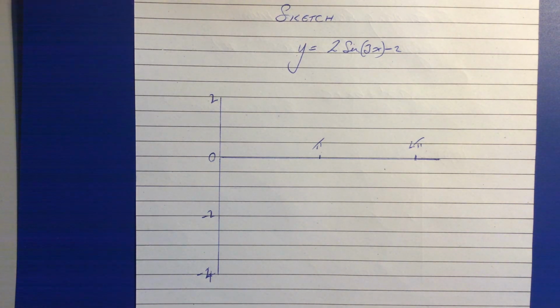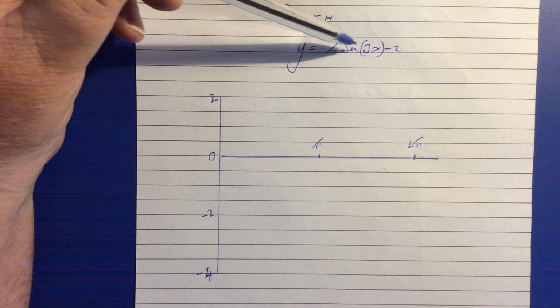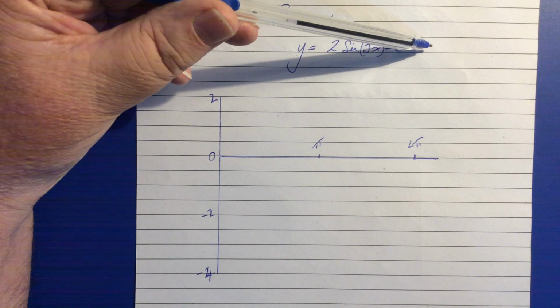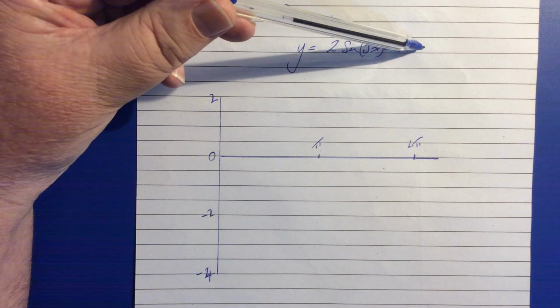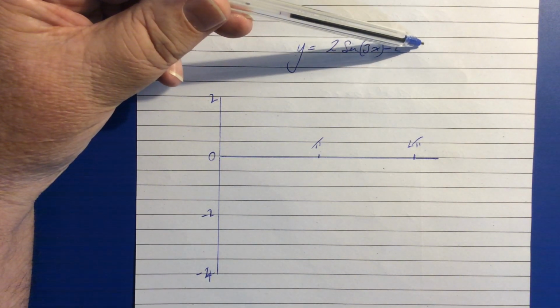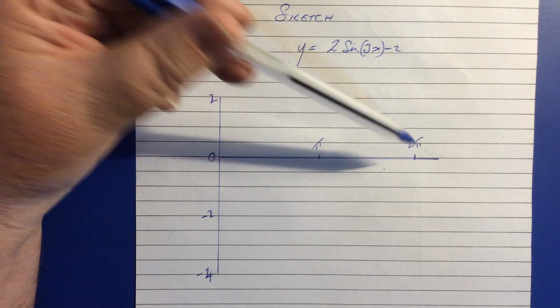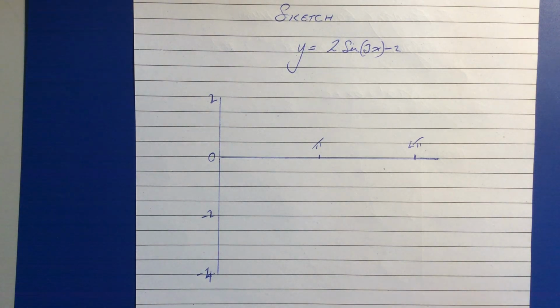Hi, I'm an old guy and I do maths, and today what we're going to attempt to do is sketch the graph of y equals 2 sine 3x minus 2. I haven't put any limitation in here on the domain, but we'll go between 0 and 2 pi because that's what I've got graphed here.